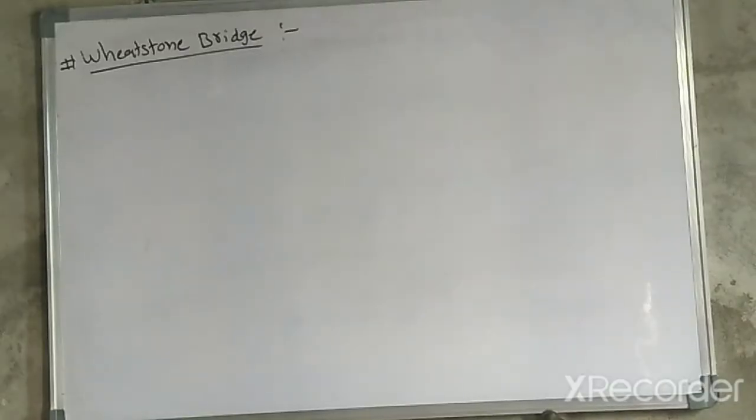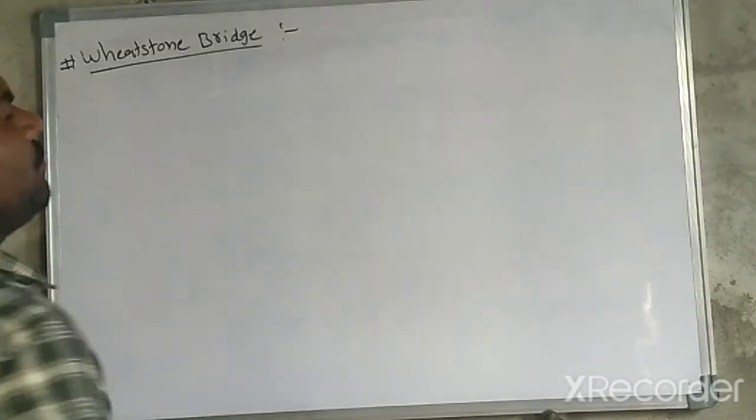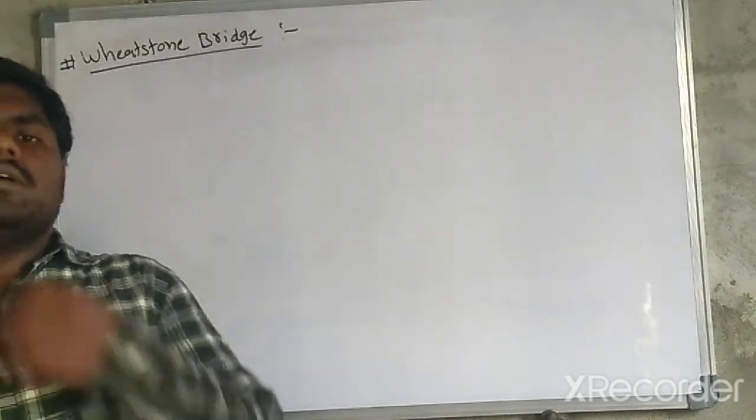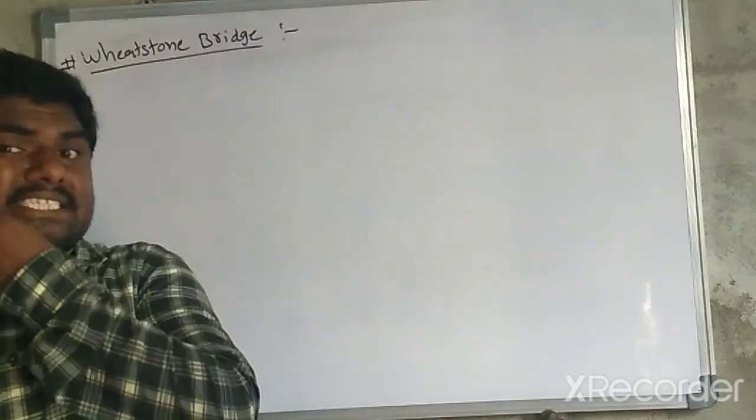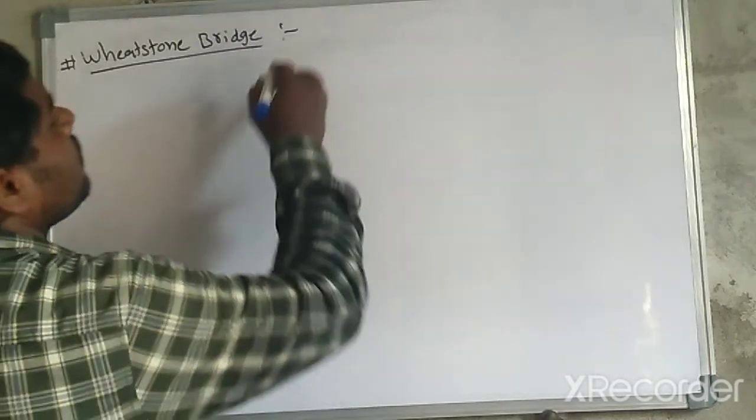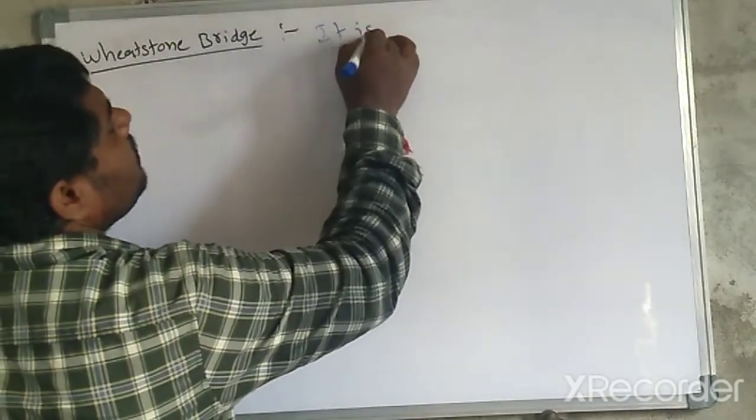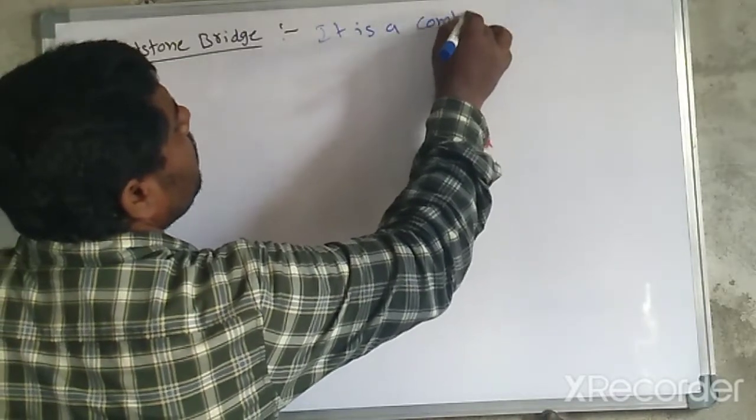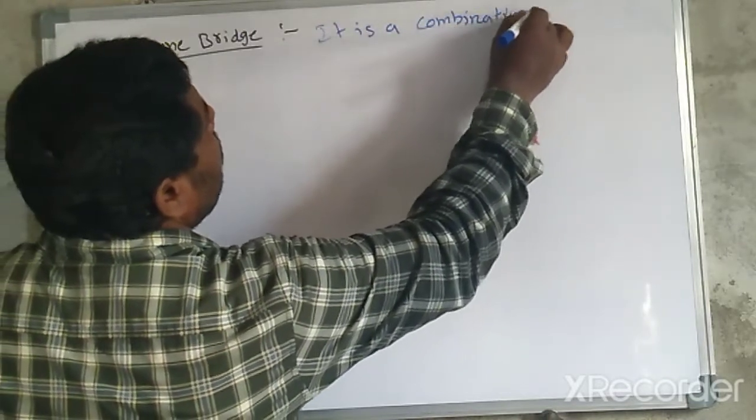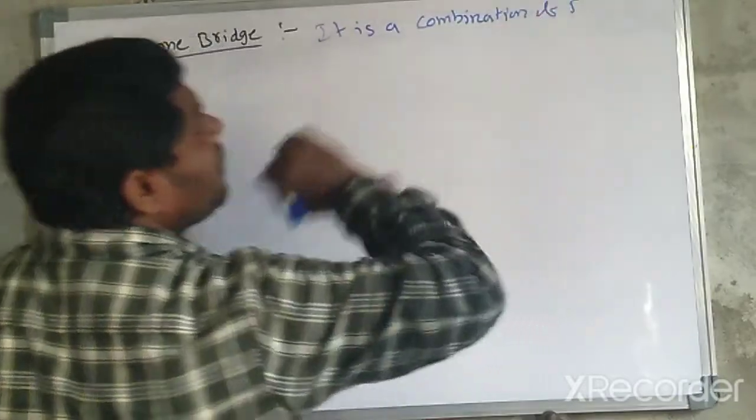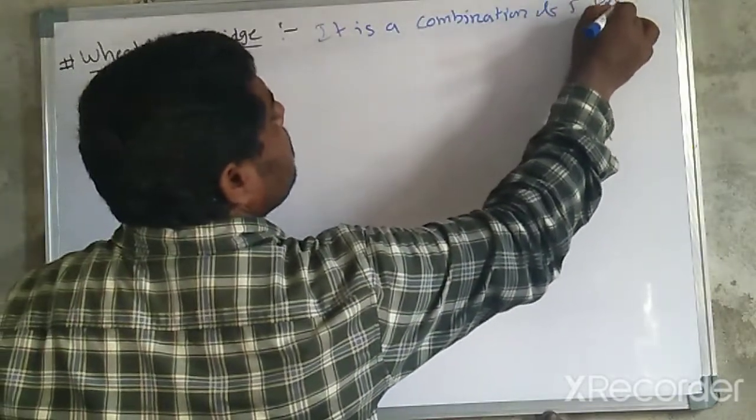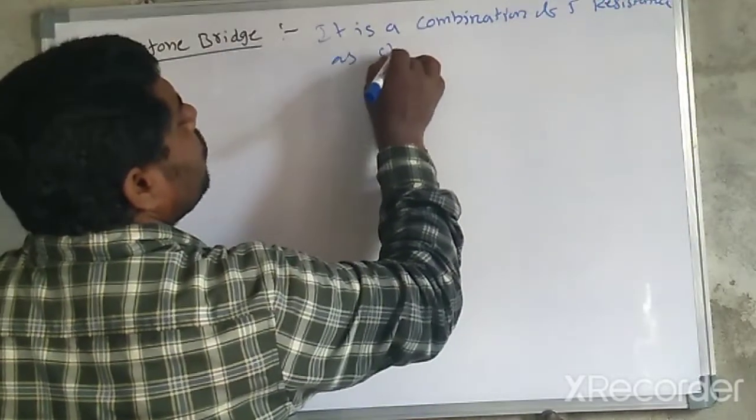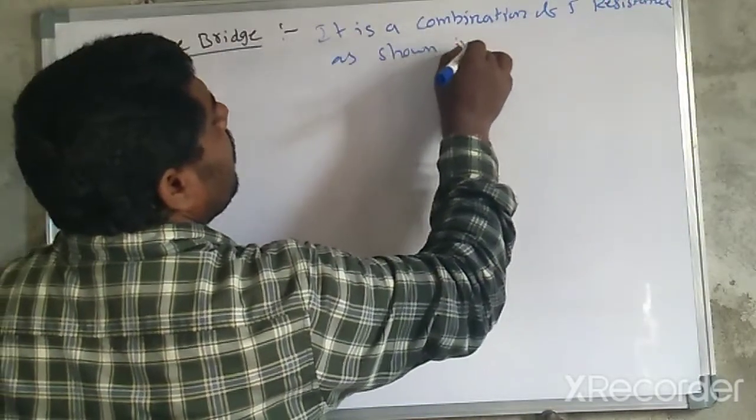Another important model is the Wheatstone bridge. The Wheatstone bridge is nothing but a combination of 5 resistances, as shown in the figure.